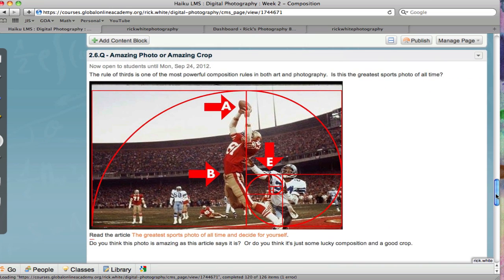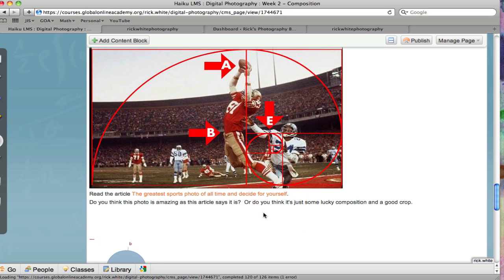Here's a question for you. This photograph obviously adheres to the rule of thirds. This man is perfectly on it. You see this spiral, that's actually called the golden ratio. I'm a math teacher, so I deal with this quite a bit. But my question to you is, is this the greatest sports photo of all time? And this article argues that it is.